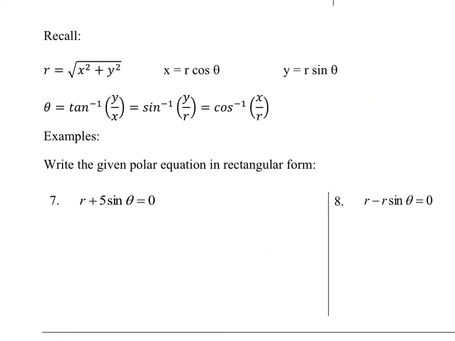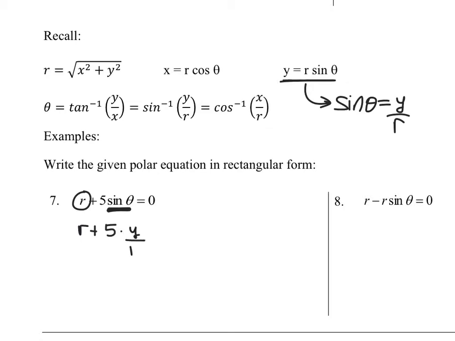So in the case of sine, for example, I want that to go away. I also want the r to go away. But let's just focus on the sine for a second. One of our rules is that y is equal to r sine theta. But by extension, or at least going back in time, that's equivalent to sine of theta is equal to y over r. So I can manipulate this to say r plus 5 times y over r is equal to 0.